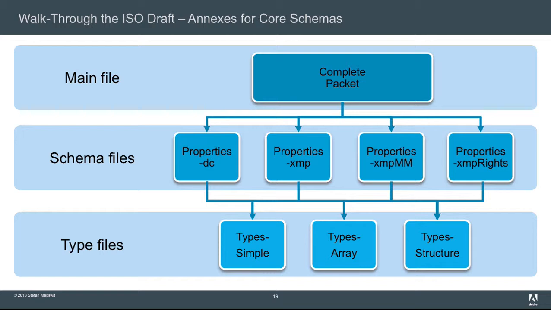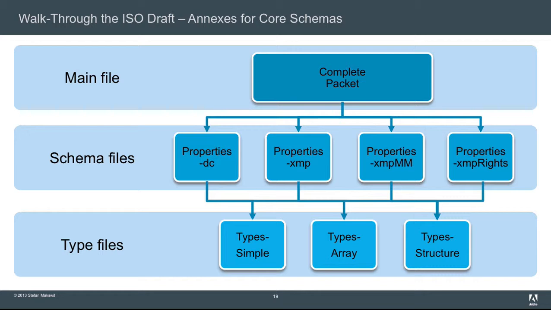Then we have individual files for each schema, which contain a list of properties. And then we have type files. We have one file for simple types, one for array types, and one for type structures. Because XMP properties nearly always share the same kind of types like text, integer, array of integer, and so on, they are refactored out and they are sharing these types. And so if you do a custom schema, for example, then you should make use of these include files so that you do not have to retype all the existing types once again.